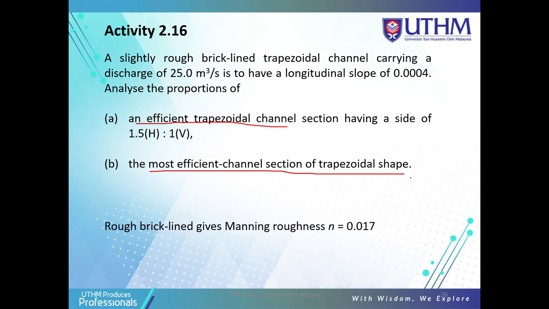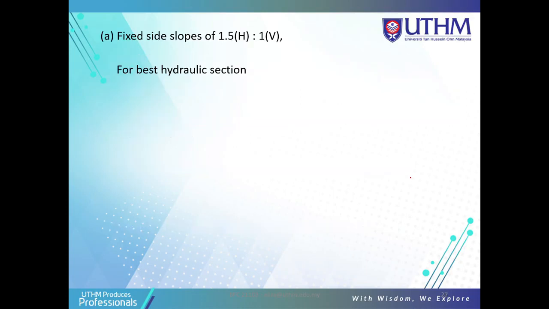Okay, rough brick lining means the roughness n is 0.017. Okay, the fixed side slope is 1.5 over 1. So we know the best hydraulic section for the trapezoidal that we have calculated from the previous slide. So we use that formula for the best hydraulic section. So we get this one.